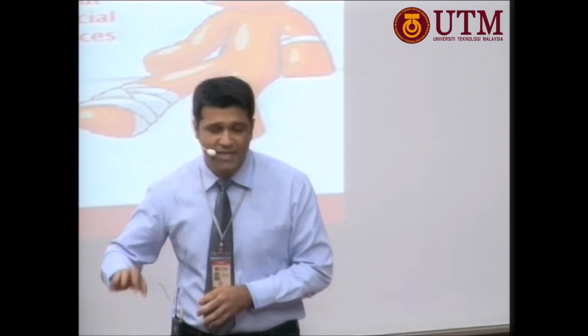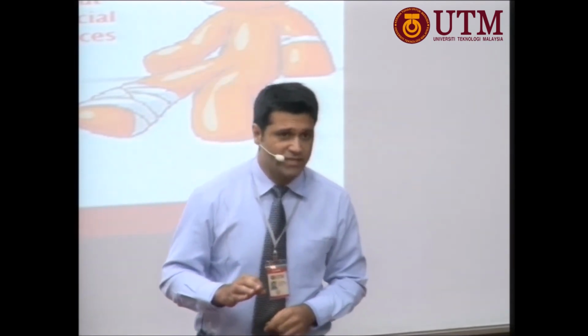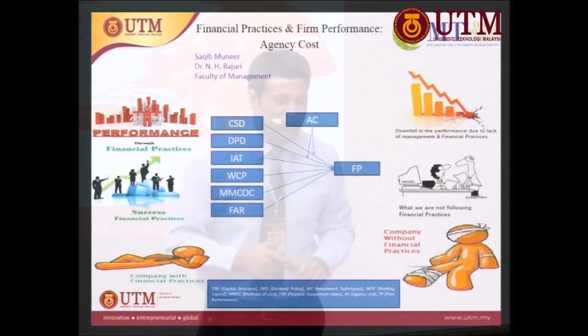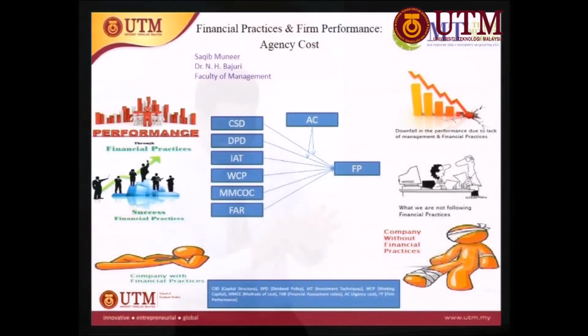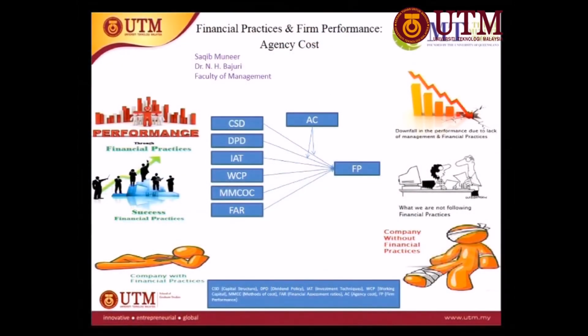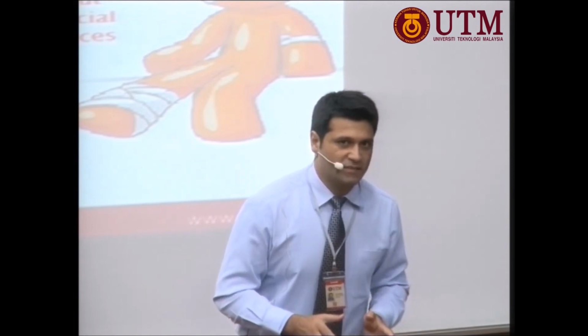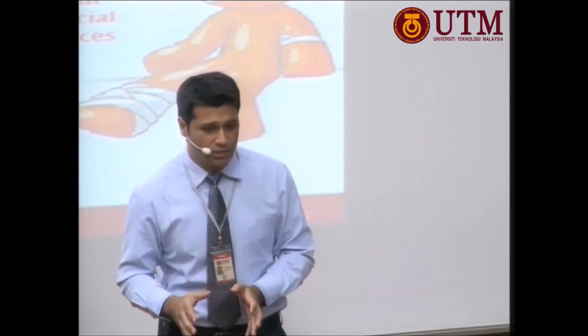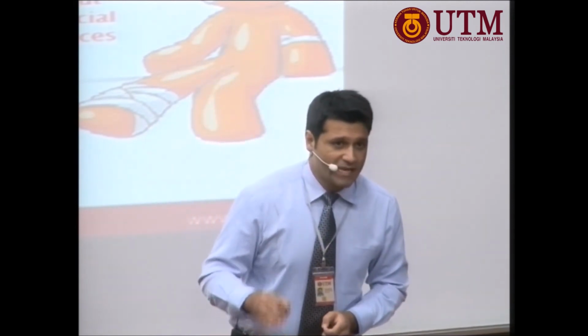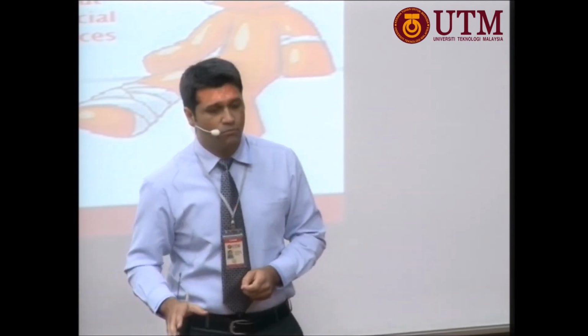So I employed 6 key financial practices and used descriptive and inferential statistics to analyze the relationship between financial practices and firm performance, and the moderating role of agency cost. And the results are quite impressive. All the financial practices are considered very important. Out of those financial practices, capital structure decision is considered more important.